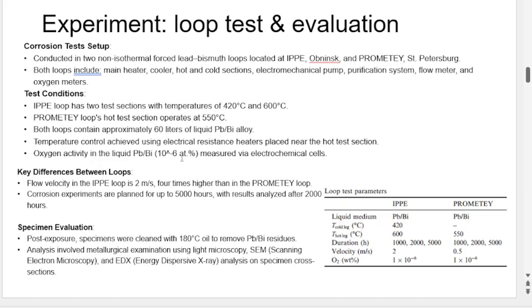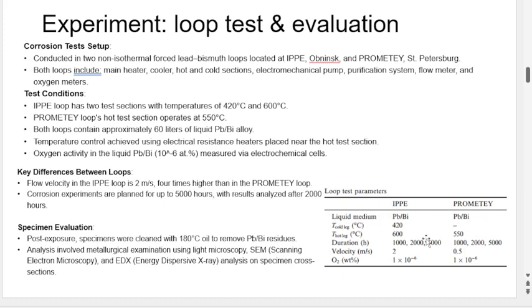Oxygen activity in the PbBi is about 10 to the minus 6, measured via electrochemical cells. The key difference between the loops is flow velocity: in the IPPE it is about 2 meters per second, 4 times higher than the Prometei loop. Corrosion experiments are planned to 5,000 hours, with results analyzed after 2,000 hours. For specimen evaluation, post-exposure specimens were cleaned with 180 degrees C oil to remove PbBi residues. Analysis involved metallurgical examination using SEM EDX on the cross-section of the specimen.